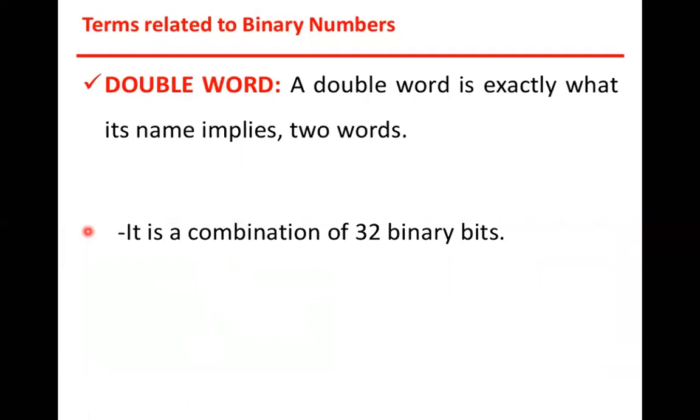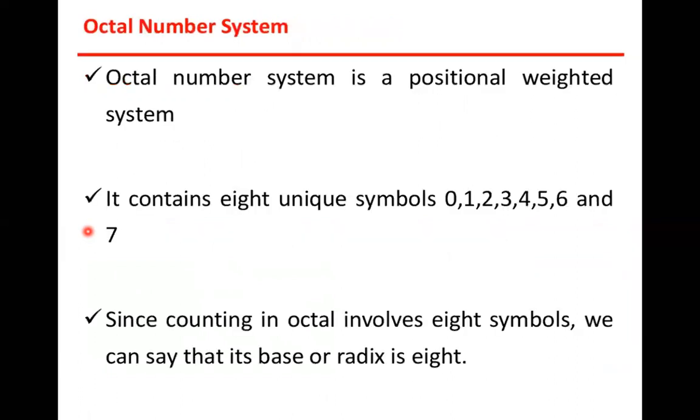A double word is exactly what its name implies, 2 words. It means 32 binary bits is called a double word. Now we have understood what is the decimal number system. Next, what is the binary number system, and the third is the octal number system.